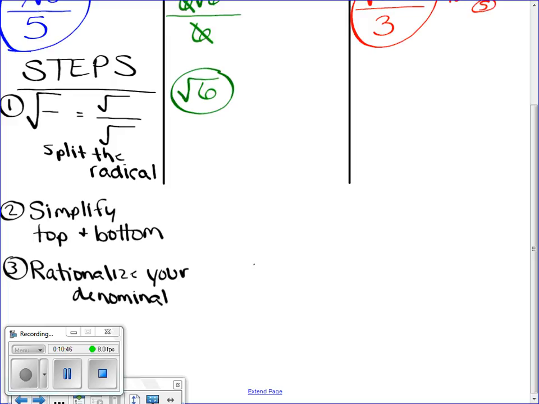What do I mean by that? Rationalize your denominator. Yeah, good. Getting rid of that radical on the bottom, multiplying top and bottom. And then simplify again at the end.